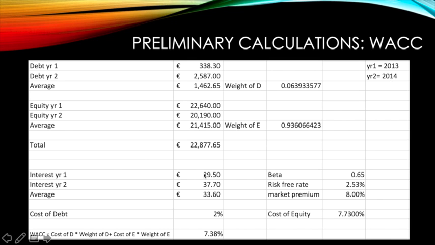Then I calculated the interest. Then I got the cost of debt using the interest and the debt, which is about 2%. Then I found on Google Finance and Reuters a beta value for L'Oréal of 0.65. And for the risk-free rate, I found that in 2014, the risk-free rate was between 2 and 3. And so the cost of equity here is 7.73%. Putting all these numbers together, we get 7.38% for the weighted average cost of capital.